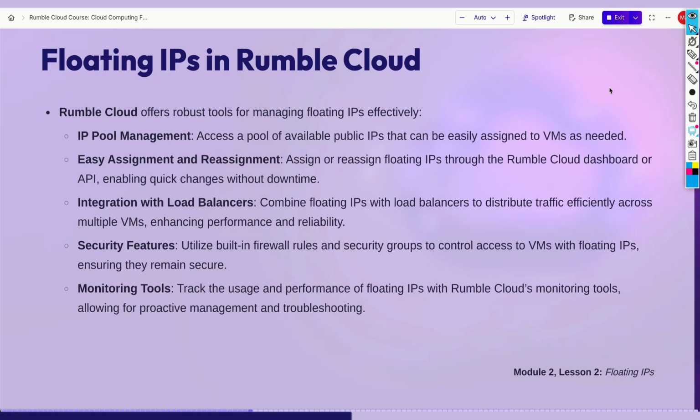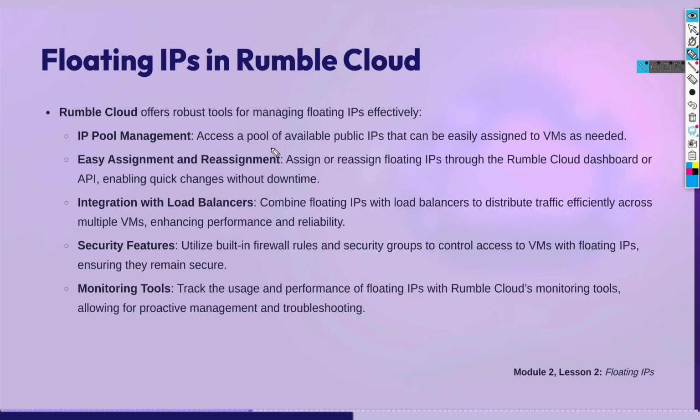Floating IPs in Rumble. Rumble Cloud offers a lot of tools for managing floating IPs effectively. So you have IP pool management. You can access a pool of available public IPs that can easily be assigned to VMs as needed. So these are available. You can immediately assign them very quickly, very easily. Easy assignment and reassignment. Assign or reassign floating IPs through the Rumble Cloud dashboard. Very simple. You can just do it right from the dashboard or API calls if you are writing code.